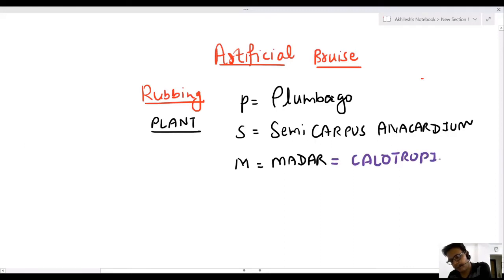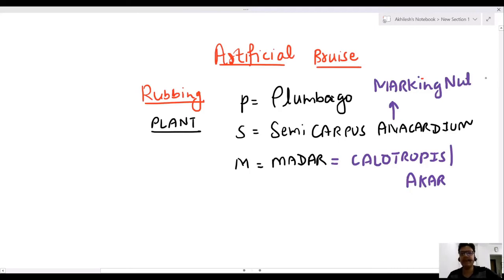Calotropis, or akdo or akad. Semicarpus anacardium is also known as marking nut. Another name is Bilava knoll.